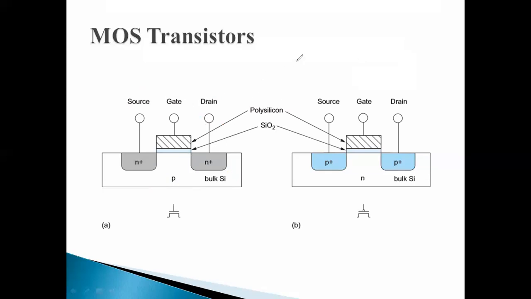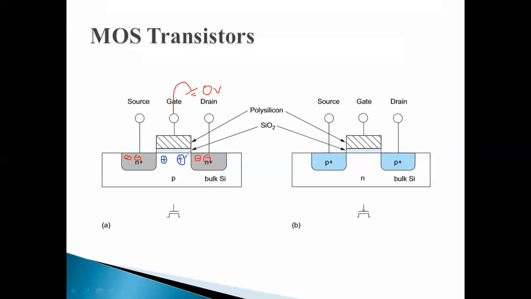Initially, let us assume that the gate voltage is 0. When the gate voltage is 0, the transistor is said to be turned off. The reason behind it is very simple. In this n plus region, electrons are the majority charge carriers. Similarly, in the other n plus region, which I'm highlighting over here, electrons are also the majority charge carriers. Whereas in between these two n plus regions, we have a p substrate where holes are the majority charge carriers.